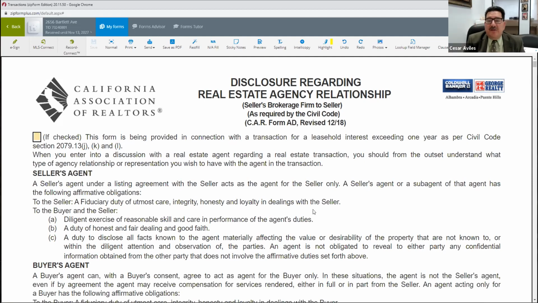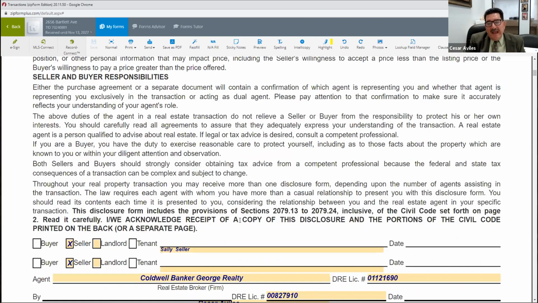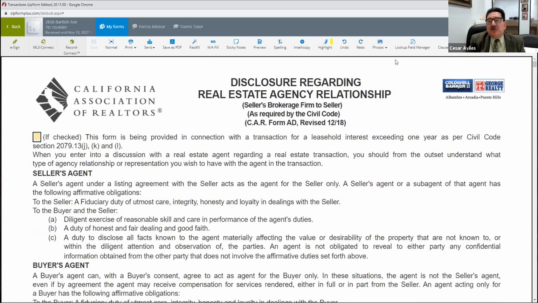Okay. Perfect. So that's where we are. On every transaction, you need to have a disclosure regarding real estate agency relationship. A lot of the people, some of the commercial agents, say they don't because they're using an AIR form. Well, they're wrong. There is an AIR form called Disclosure Regarding Real Estate Agency Relationship, and it's part of the civil code in the entire state of California, from Eureka to the Mexican border, from the Pacific Ocean to Nevada. You have to use this whenever you're talking to a client, a buyer or a seller.